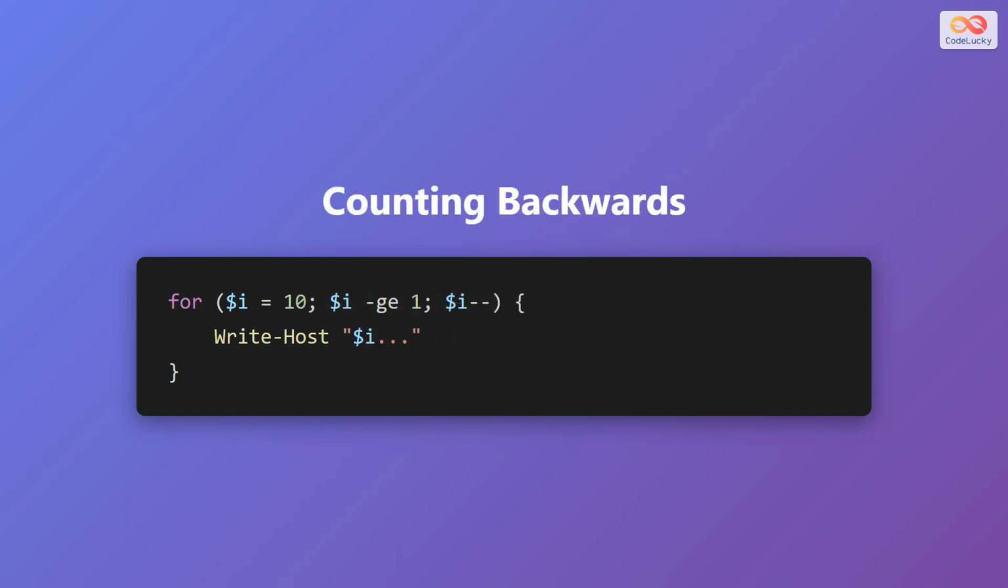For loops are flexible enough to count in any direction. To count backwards, we simply reverse our logic. Initialize the counter to a higher value, such as 10. Use the greater than or equal comparison operator in the condition, checking if $i is greater than or equal to 1. Then, use the decrement operator -- to decrease the counter by 1 after each iteration. This example prints a countdown from 10 down to 1, which is useful for scenarios like countdown timers or processing data in reverse order.